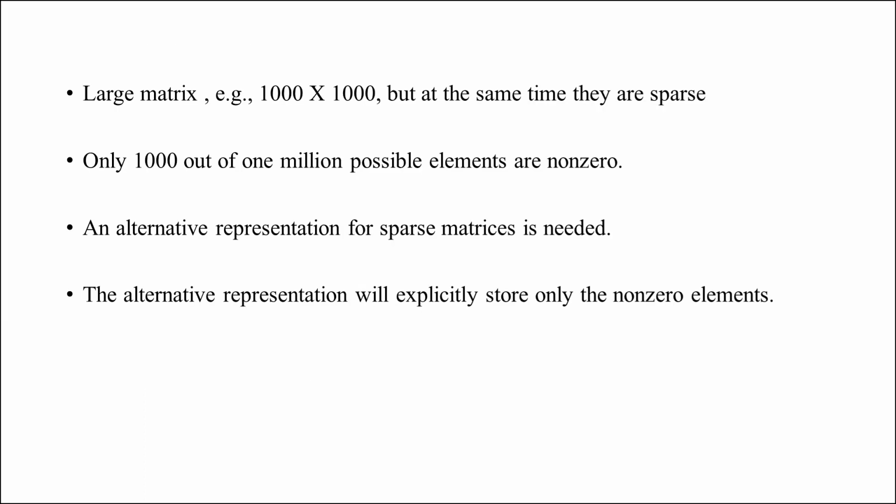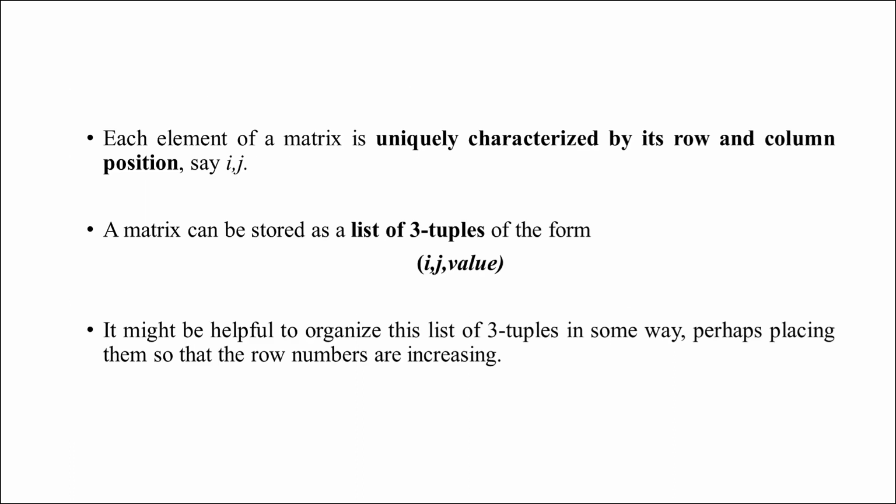When you are using a sparse matrix, for example, if a matrix is 1000 by 1000, and out of these 1 million possible elements, only 1000 are non-zero, the others are a waste of storage, and they only contain zero elements. So an alternative representation for a sparse matrix is needed. The alternative representation will explicitly store only the non-zero elements.